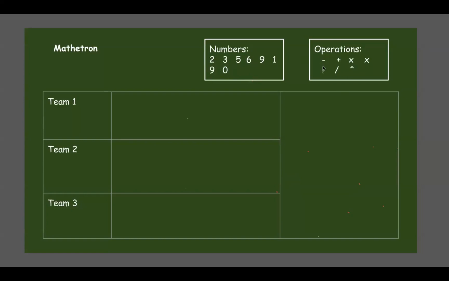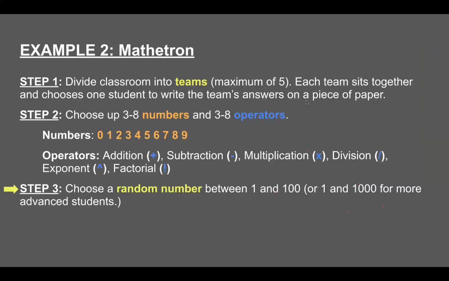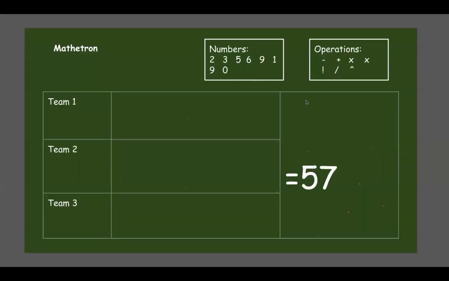And it's the same with the operators. We can use subtraction one time, we can use addition one time, we can use multiplication 2 times, we can use factorial one time, and we can use division one time, and we can do exponent one time. So let's try to do this. In our example, we have 57. I'll just do an example now, and then we can play together.